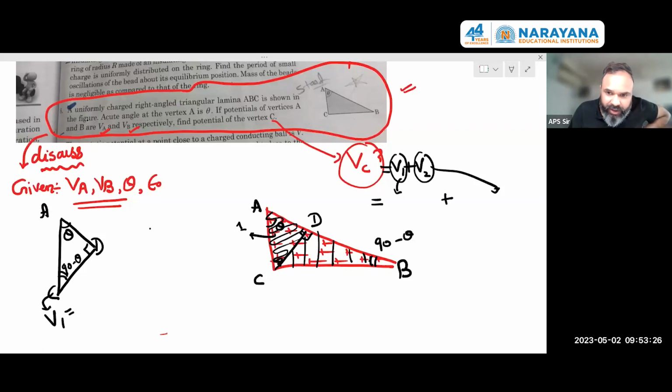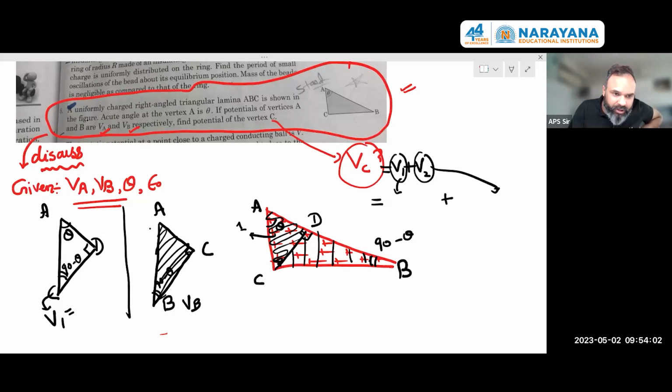Now do one thing. You draw this triangle again, like you take theta here, just rotate this triangle and make sure that you get corresponding sides, like AD's corresponding side, this one's corresponding, and so on. So your 90 here was C, your theta here was A, and your 90 minus theta, symmetric similar triangle, was B. You knew that the potential because of this complete triangle here is VB. And I wanted V1 here. So you understand that I'm going to write something in terms of VB.